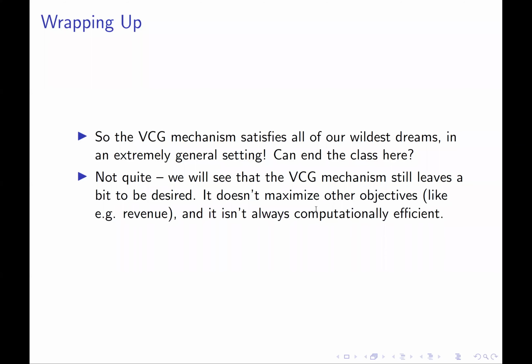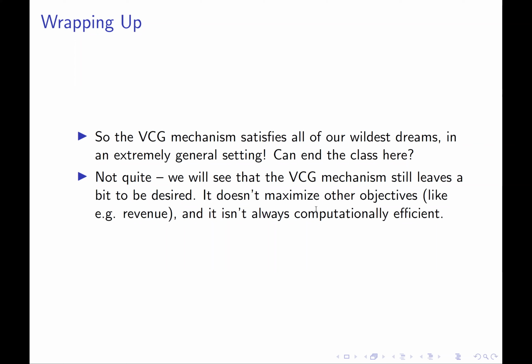So first of all, it chooses a good outcome if what you care about is social welfare, if what you care about is maximizing aggregate happiness. But that's not necessarily the only thing you might want to maximize. Something that people running auctions often want to maximize is their own profit. And the VCG mechanism doesn't do that. There are other things you might want to maximize as well.